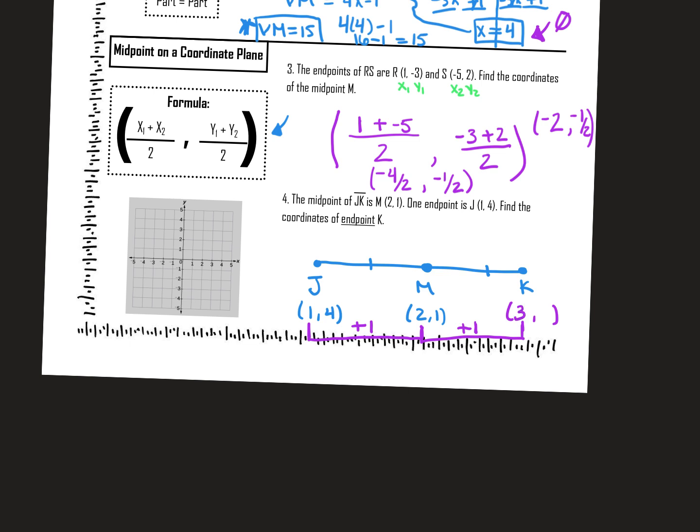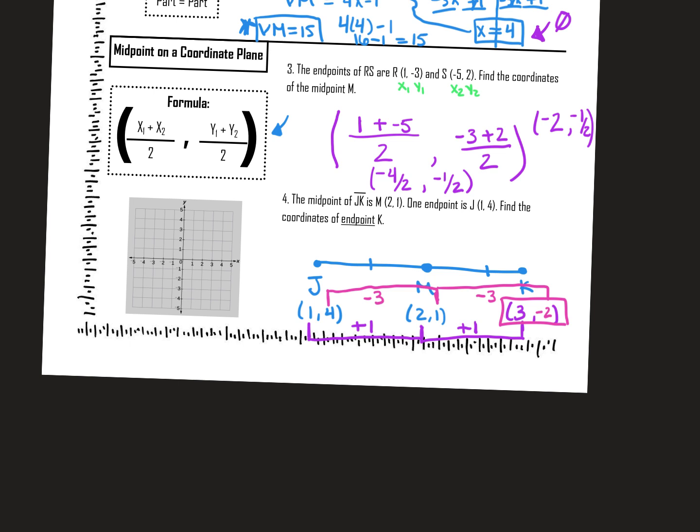And now I want to take a look at my y values. So to get from 4 to 1, I had to subtract 3. And it should hold that it's the same process to get from M to K, because those segments are equal. So what is 1 minus 3? It is going to be -2. So point K should sit at (3, -2).